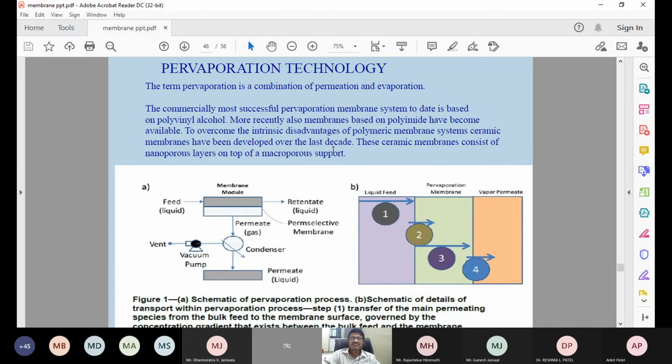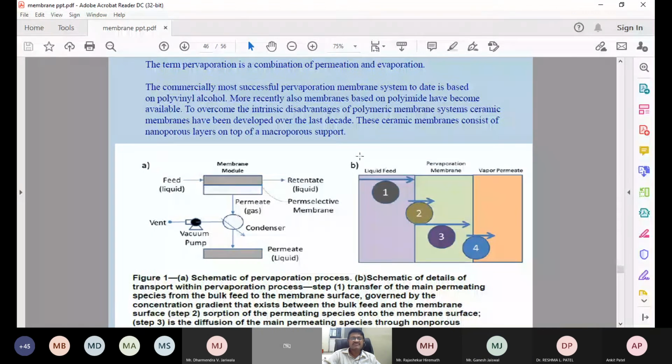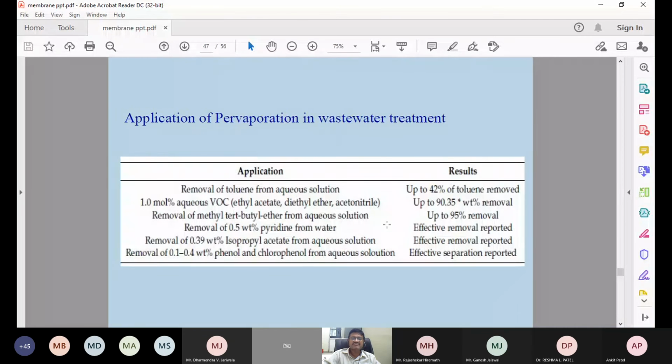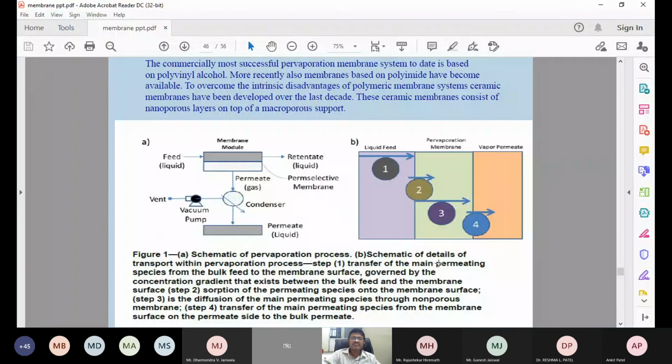Next is the pervaporation technology. Pervaporation, as the name suggests, is a combination of permeation and evaporation. So what is happening in pervaporation? The feed liquid will be there. When it is passing through the membrane, you can see the steps here. The first step is transfer of the main permeating species from the bulk feed to the membrane surface. Then step 2 is sorption of permeating species into the membrane. Whatever the constituent is, it is sorbed on the membrane and then it is diffused to this side.